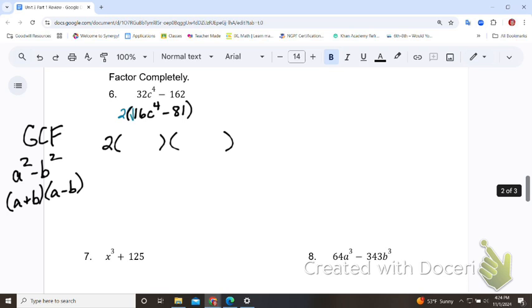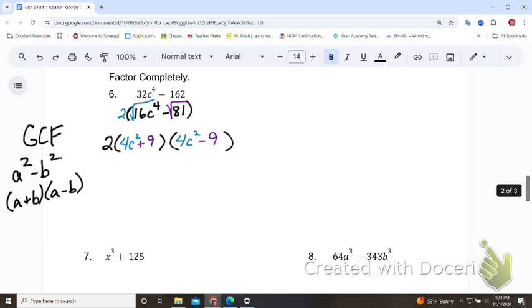So for this first part, I'm doing this. The square root of 16 is 4. They both get a 4. And c to the 4th is going to make this c squared in both cases. Then I move on over to my 81. Square root of 81, well, it's negative. We know the pattern also tells us 1 plus 1 minus, and the square root of 81 is 9.